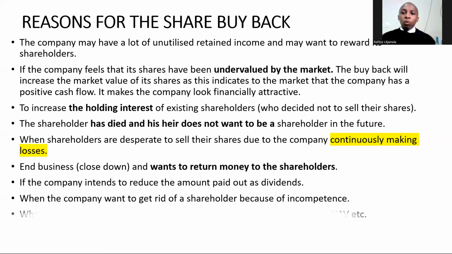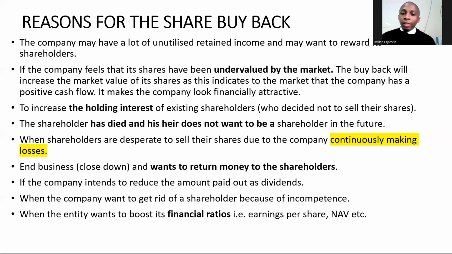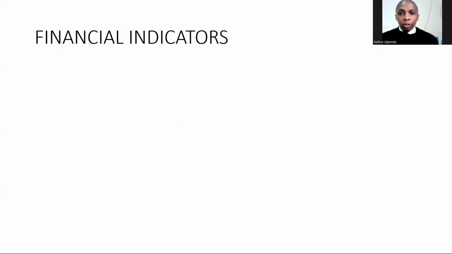Or when the entity wants to boost its financial ratios like earnings per share. Remember, when you calculate earnings per share, you simply take your net profit after tax divided by the number of shares issued. So the fewer the shares issued, the higher your earnings per share will be. If the numerator remains constant and the denominator becomes small, the whole fraction will get bigger and bigger. And the higher earnings per share, that is good because it tells shareholders and other stakeholders, obviously, that the company is doing well. And it will also increase your net asset value.